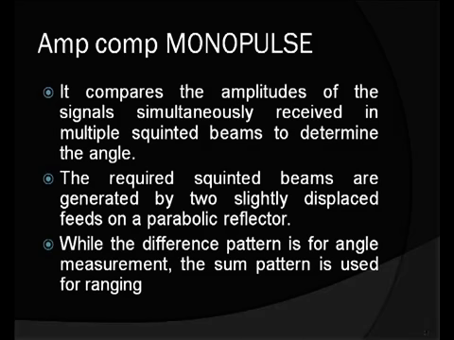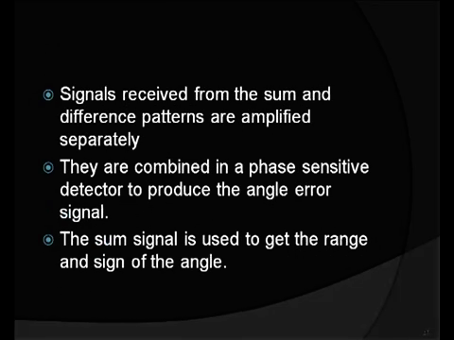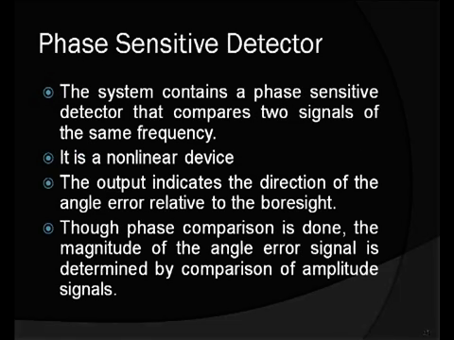While the difference pattern is for angle measurement, the sum pattern of the antenna is used for range measurement. Signals received from the sum and difference patterns are amplified separately. They are combined in a phase sensitive detector to produce the angle error signal. The sum signal is used to get the range and the sign of the angle of the incoming target.